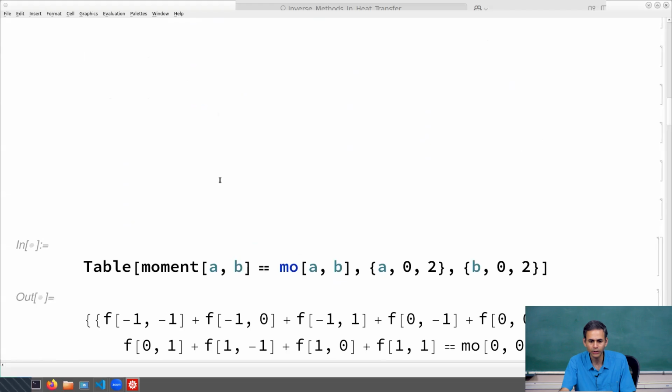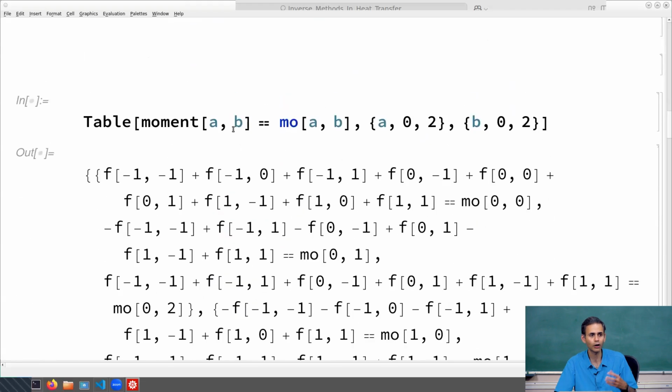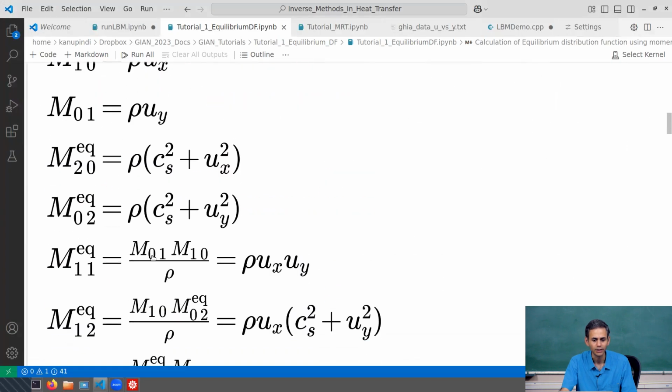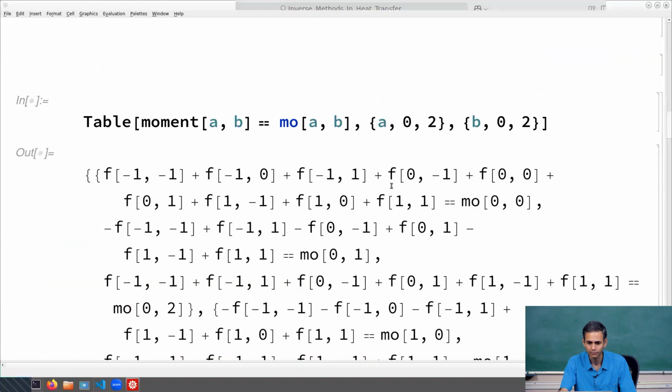Now what I want to do is generate all possible moments, right? All possible moments are moment of 0, 0, 1, 0, 0, 1, 2, 2, everything that we have seen in the Jupyter notebook, right? So we want to generate all these moments, but unlike what I have written here, we want to generate them in terms of the distribution functions f, right? As in coming from this expression.